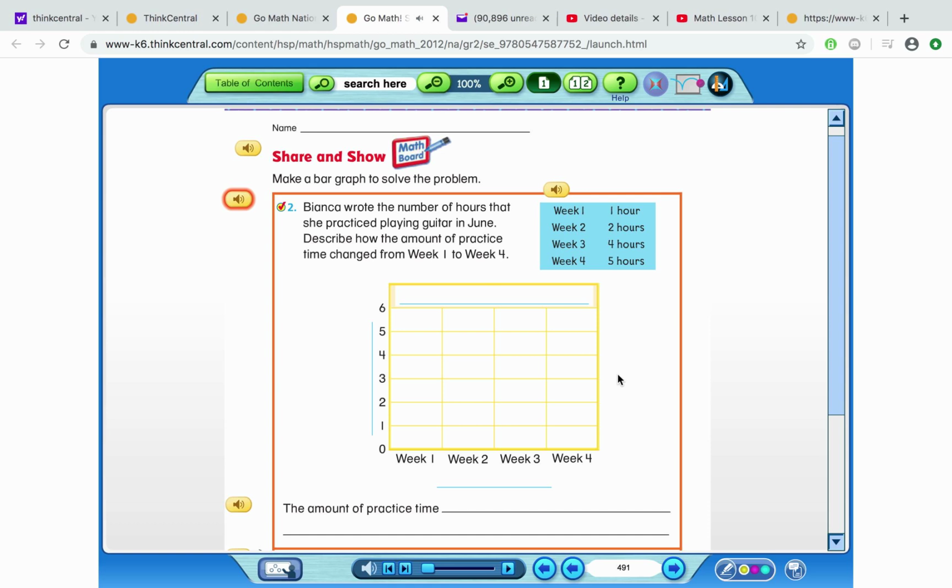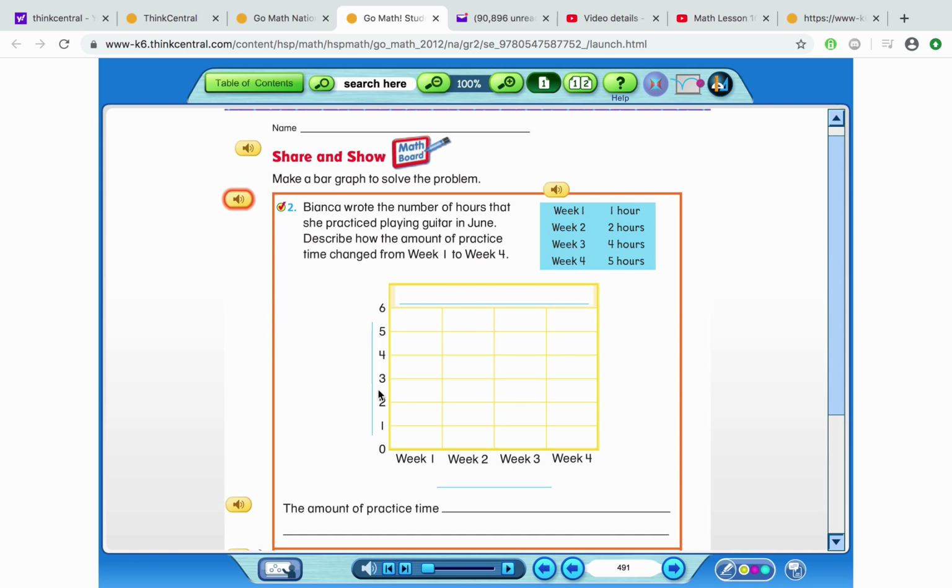All right, so the bar graph has started for you. Numbers along here, week 1, 2, 3, and 4 along the bottom. So I want you to think again who this is about by reading it again. It's about Bianca, and what is she trying to figure out? Playing the guitar in June. So this is all about Bianca's guitar playing time, okay? So practicing guitar or Bianca's guitar practice, any of those kinds of ideas would be great for the title.